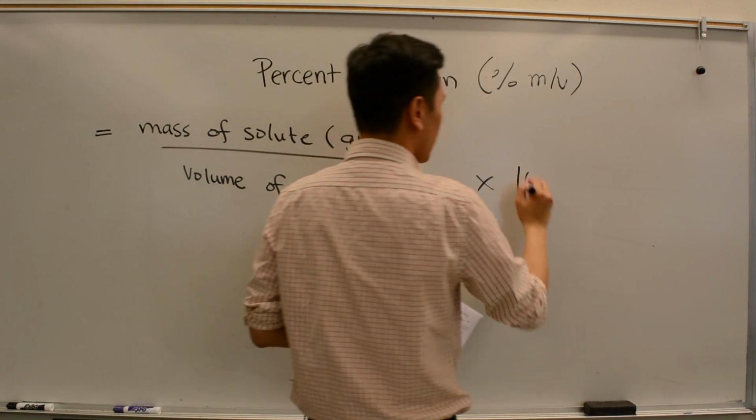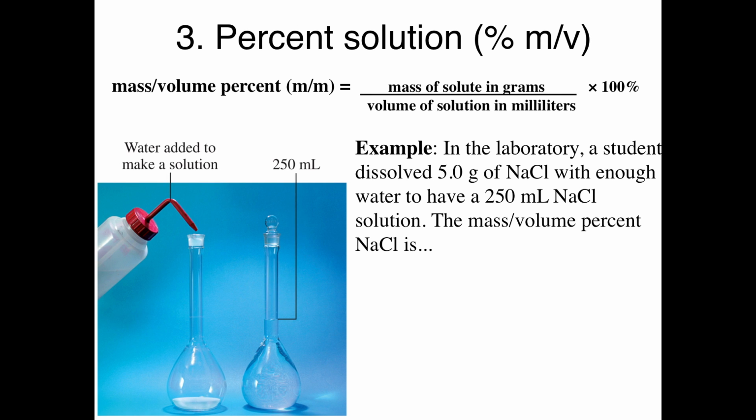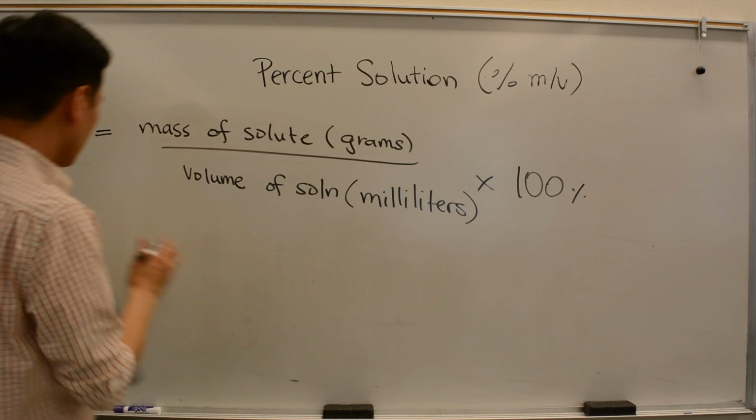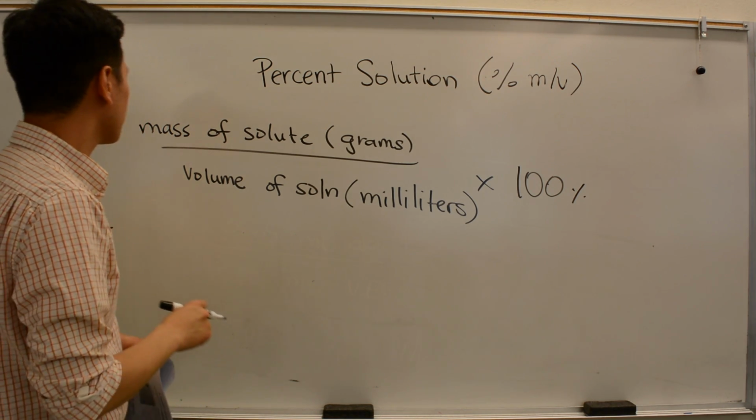Again, multiply by 100%. So let's check this out with an example. In the lab, a student dissolved 5 grams of sodium chloride with enough water to have 250 ml sodium chloride solution. What is the mass per volume percentage? Okay, so let's apply this definition to find out the concentration unit.